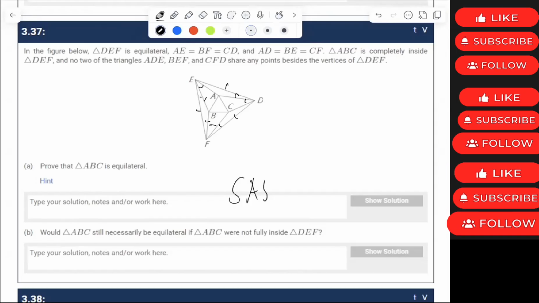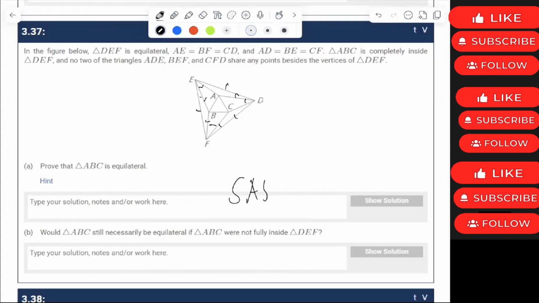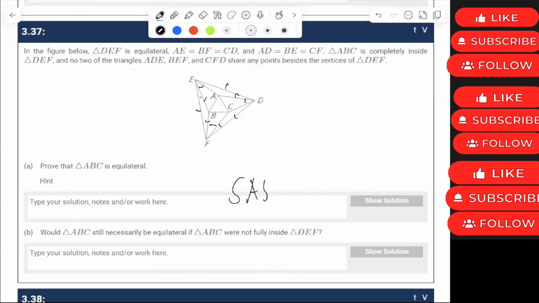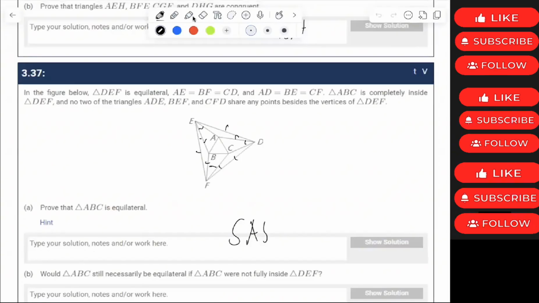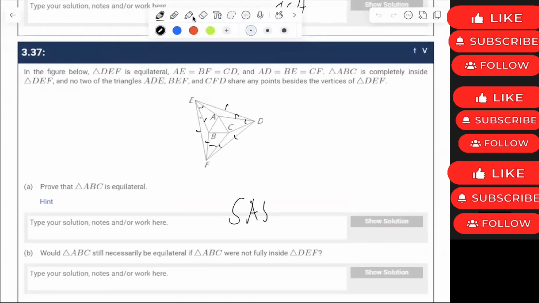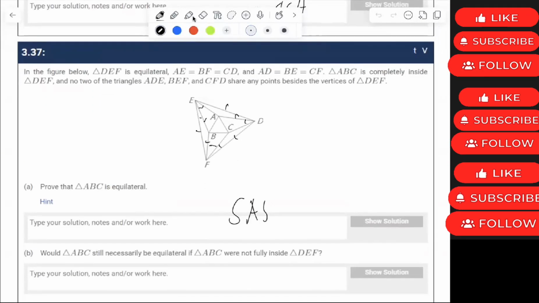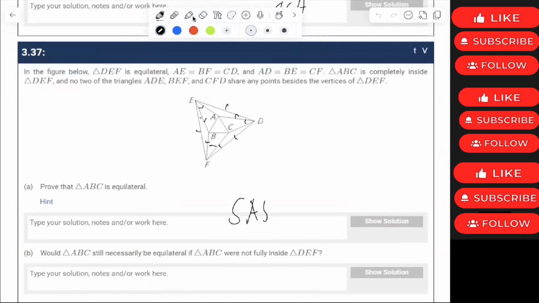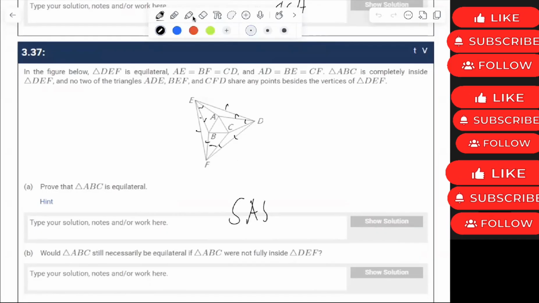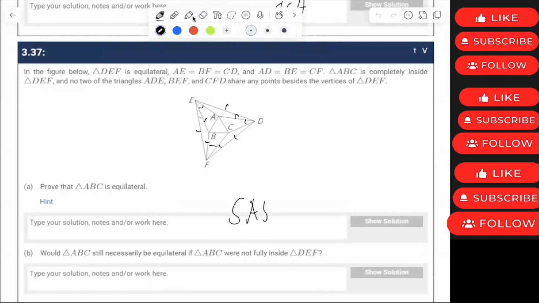Well, let's get started with this question now. All right. So how do we approach this? Well, will ABC still necessarily be ABC if it's not fully inside DEF? Interesting question.